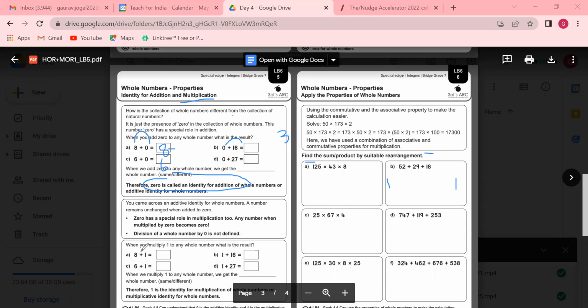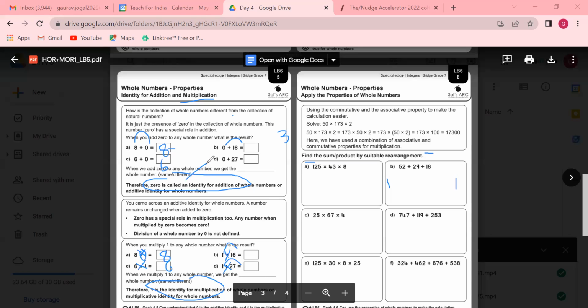Similarly, here there is a mistake. These are not plus signs, these are multiplication signs. Please be careful. These are all multiplication signs. So if I multiply 8 into 1, it is 8, 6 into 1 is 6, 1 into 16 is 16, 1 into 27 is 27. So 1 is the identity for multiplication. Just as 0 is an identity for addition, 1 is an identity for multiplication. You have to remember all this.